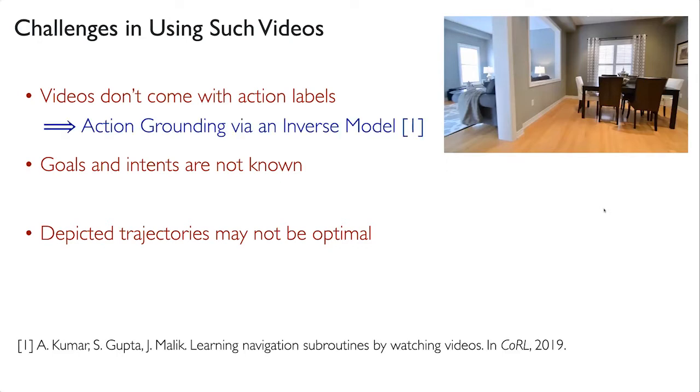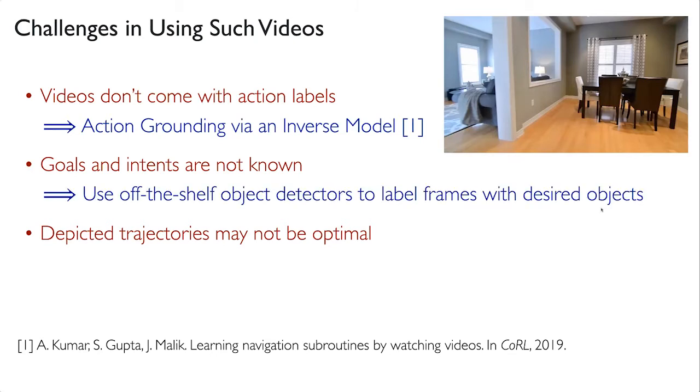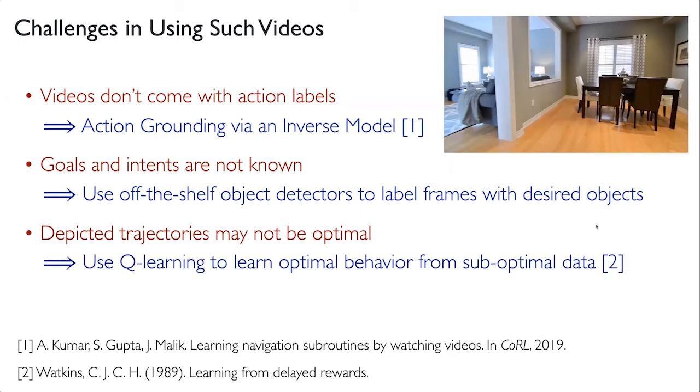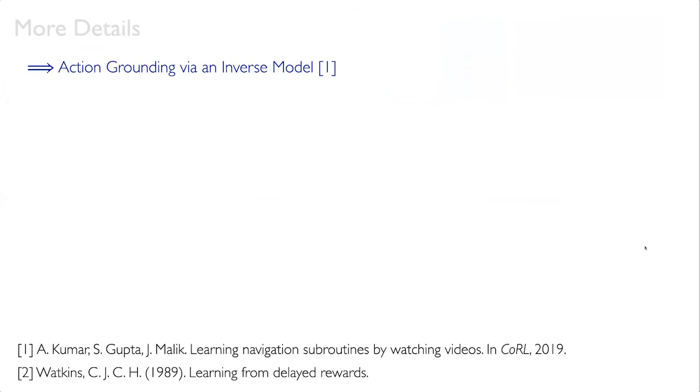The way we do this is that videos don't come with action labels, so we are going to do action grounding via an inverse model, and I'll tell you more about that. I don't know the goal and the intent of the person, so I can run off-the-shelf object detectors to label frames with desired objects or desired goals. And trajectories may not be optimal, but I can use Q-learning, which allows me to learn optimal behavior even from suboptimal data. Okay, so let's look at these aspects in more detail.